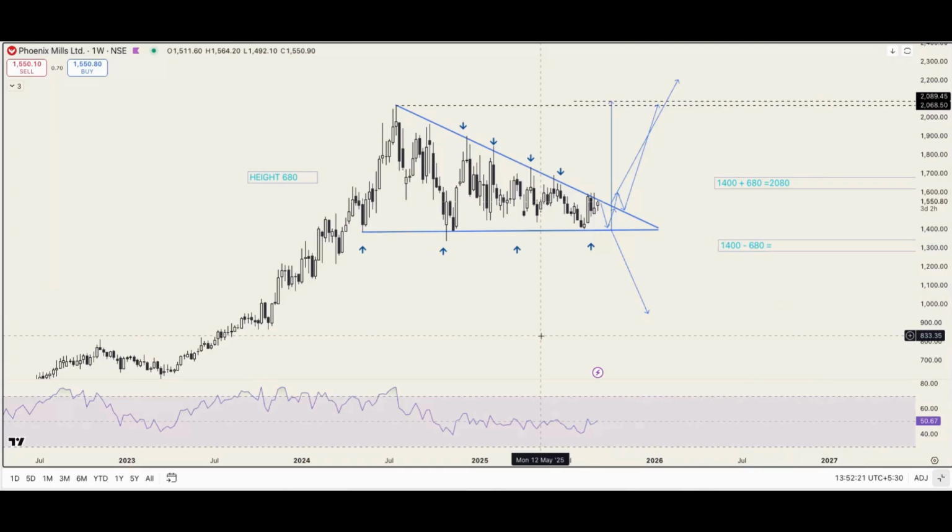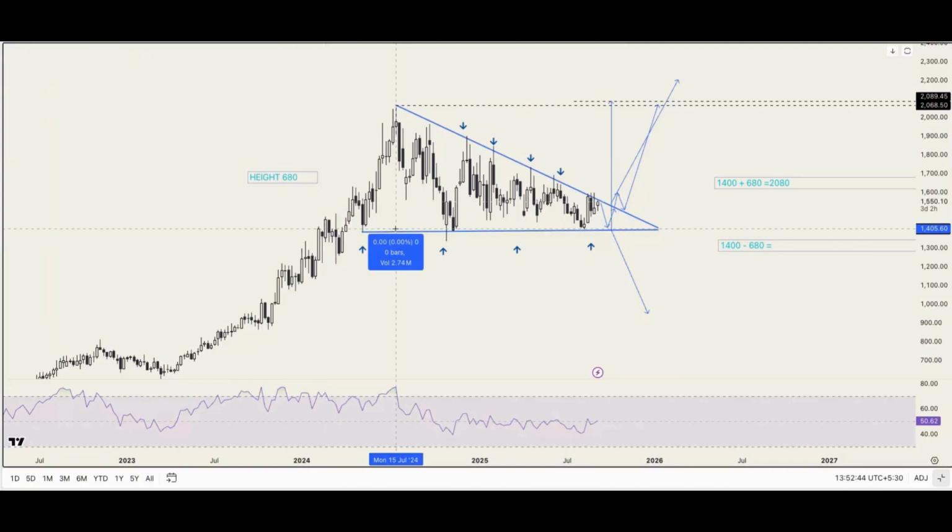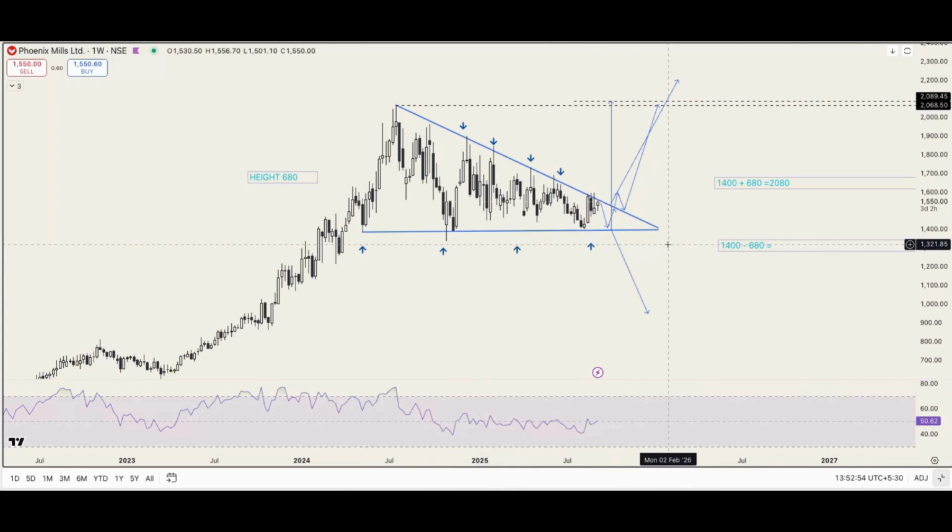One more very important tip for trading a symmetrical triangle: generally it gives the breakout within 60 to 80% of the span of this. Span means, you can say, from the highest point, this is the span, right? How many days or how many weeks. So generally it gives the breakout at like 60% to 80% of it.